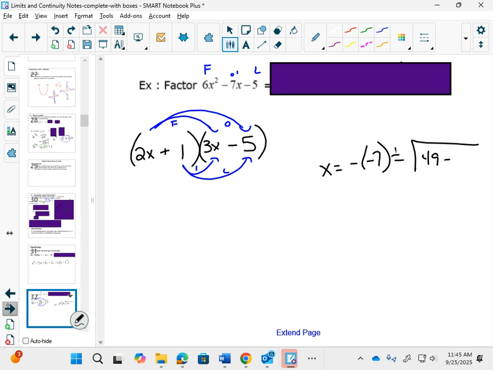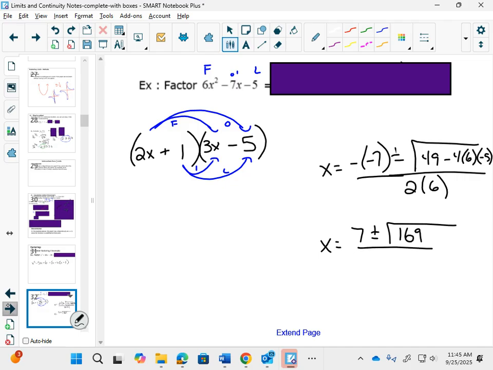Quadratic formula isn't easier. Minus 4 times a times c, over 2 times a. When I simplify this, I get 7 plus or minus the square root of 49 plus 120, which is 169, over 12.